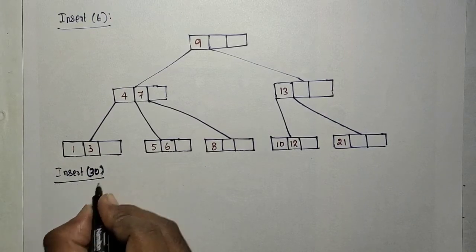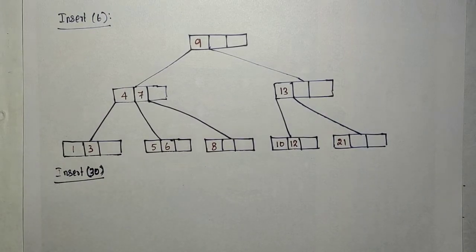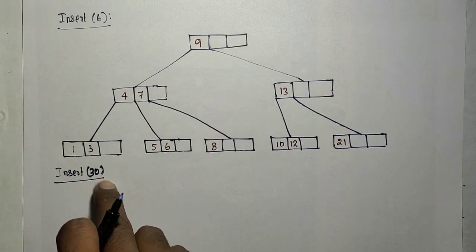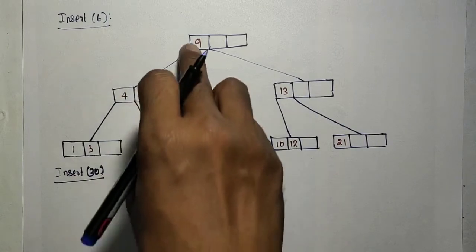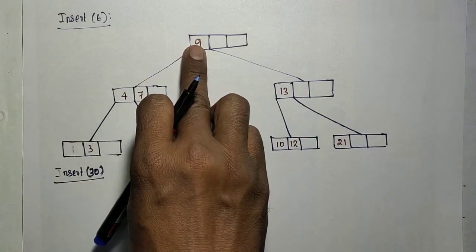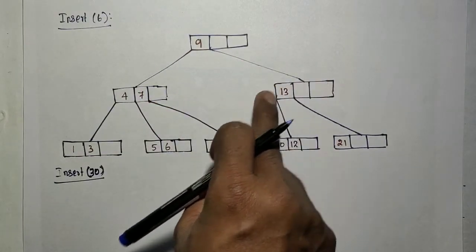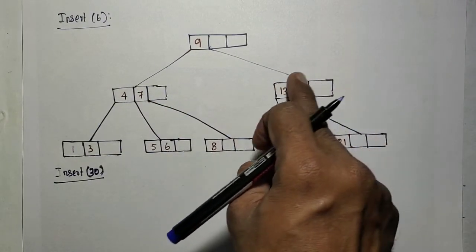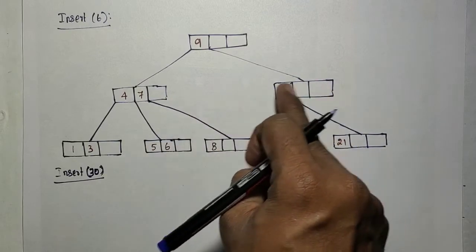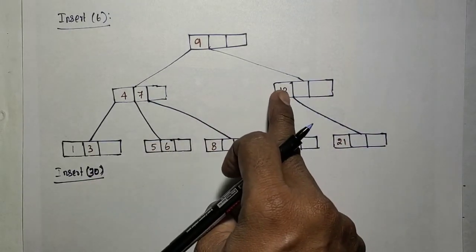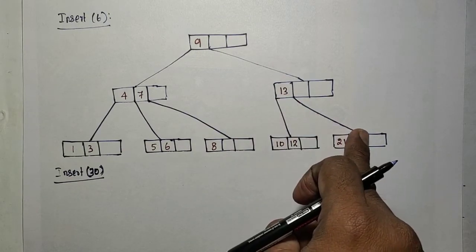Okay, insert the 30. Looking for the leaf node to which the 30 is to be inserted, start from the root 9. 30 is greater than 9, so go to the right. Here this is not the leaf node, even though space is available. I need to look for the leaf node only. 30 is greater than 13, so I need to go to the right of the 13.